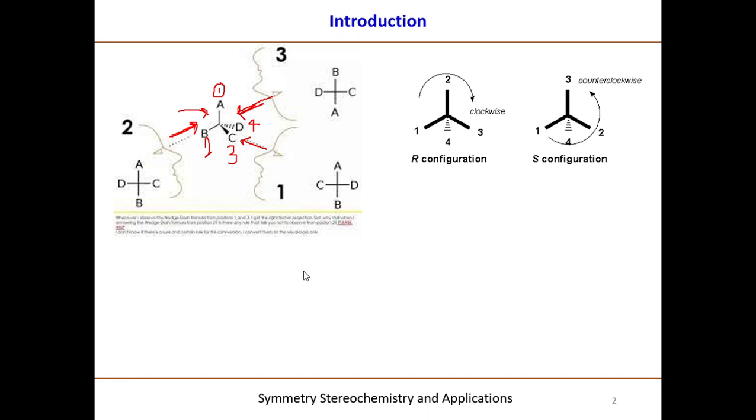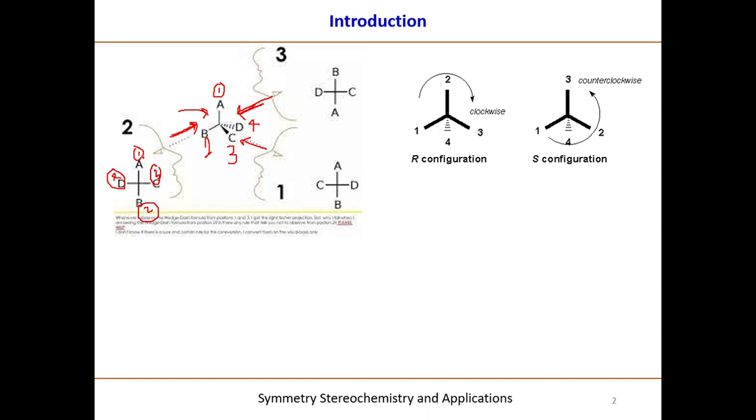Okay. So here the first priority is A, then second is B, then third is C, and fourth is D. Always remember this: if the lowest priority group is present on the horizontal line, then we have to invert the configuration. Suppose we get R, then we have to convert it into S if the lowest priority group is present on the horizontal line. So we have to change the configuration, not the stereochemistry but the configuration.